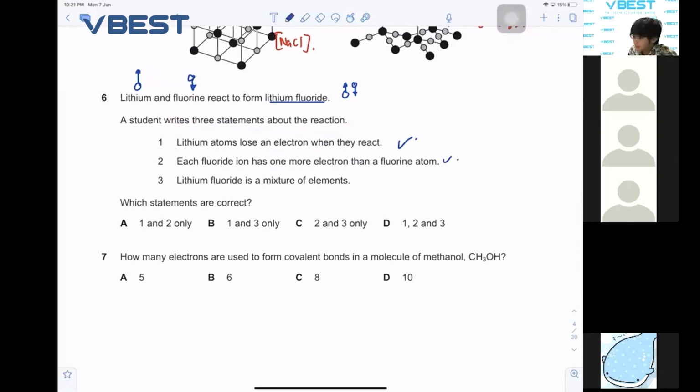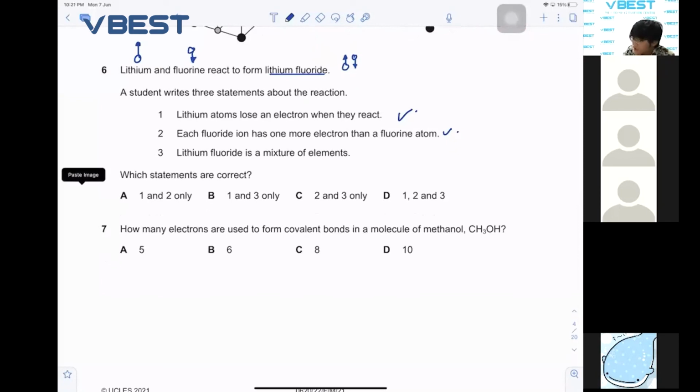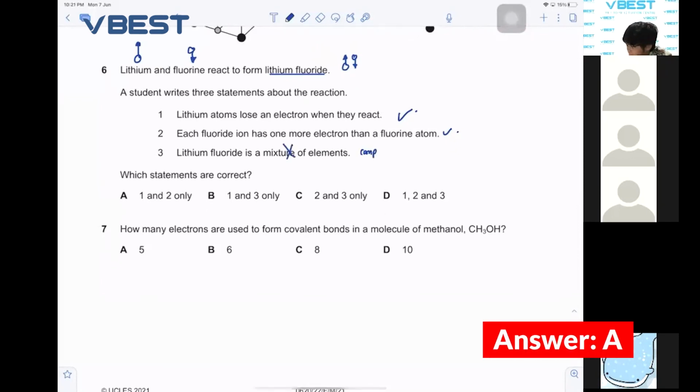Lithium fluoride is a mixture of elements. Okay, it's not a mixture of elements. This is a compound here. Reason, they form ionic bonding, right? It's an ionic compound here.